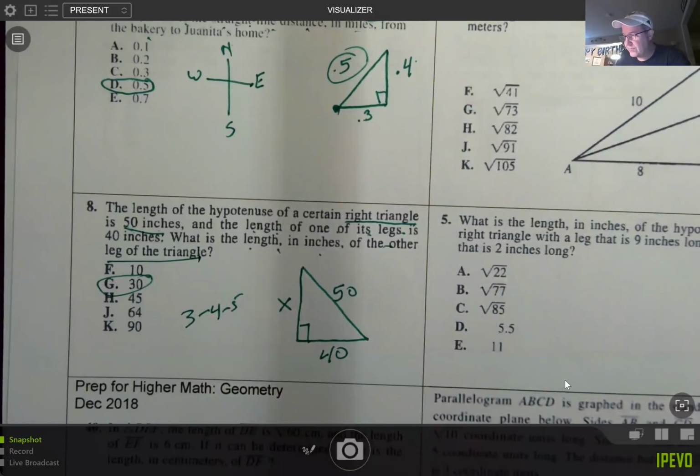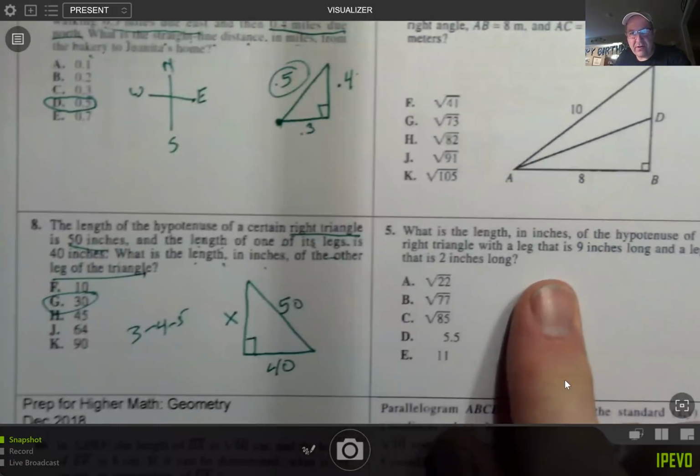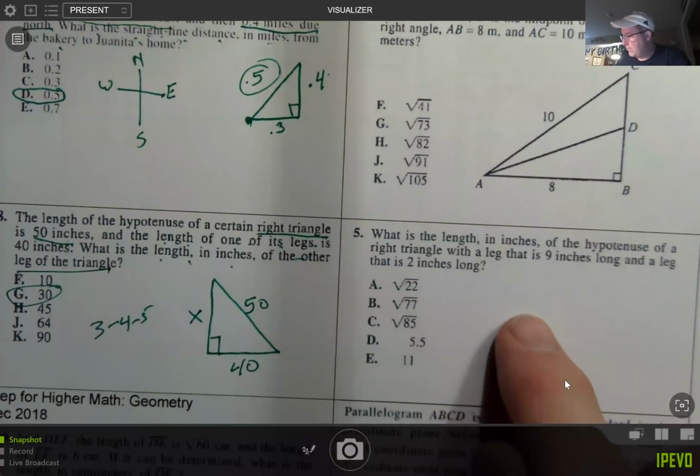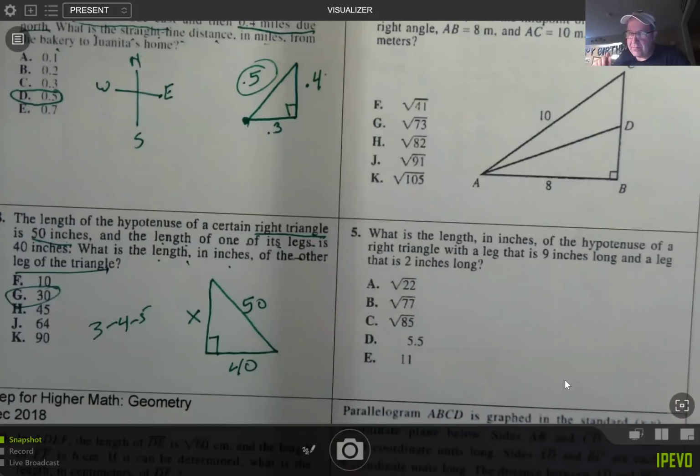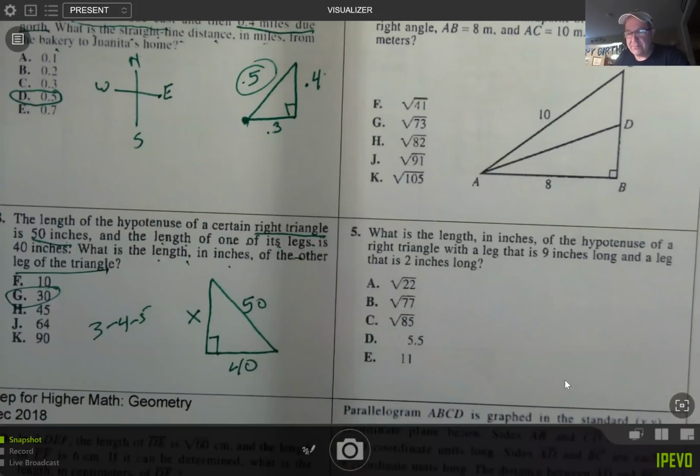Okay. I want you to do the one right next to it, number 5. This one, I think you're going to have to do Pythagorean theorem. I'll give you 30 seconds. Okay, 15 seconds left.